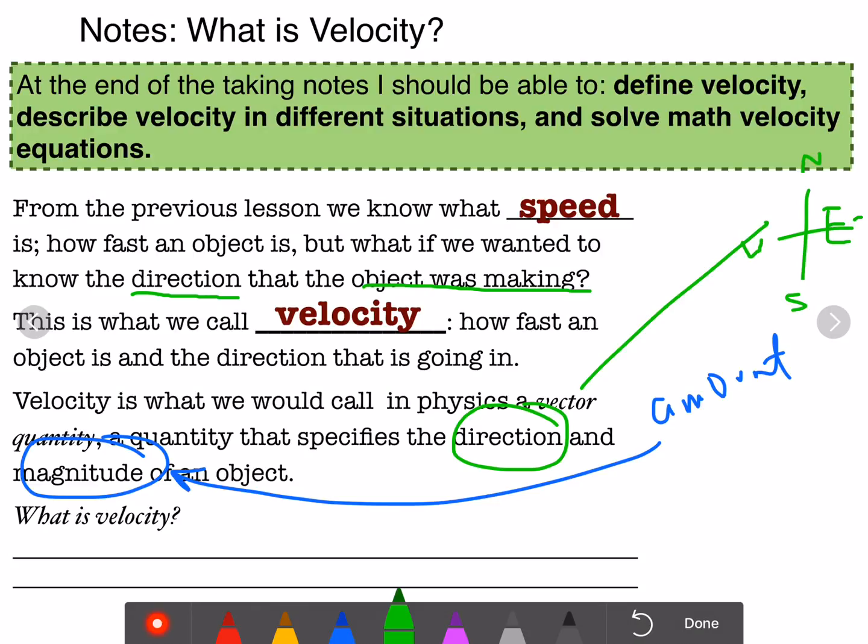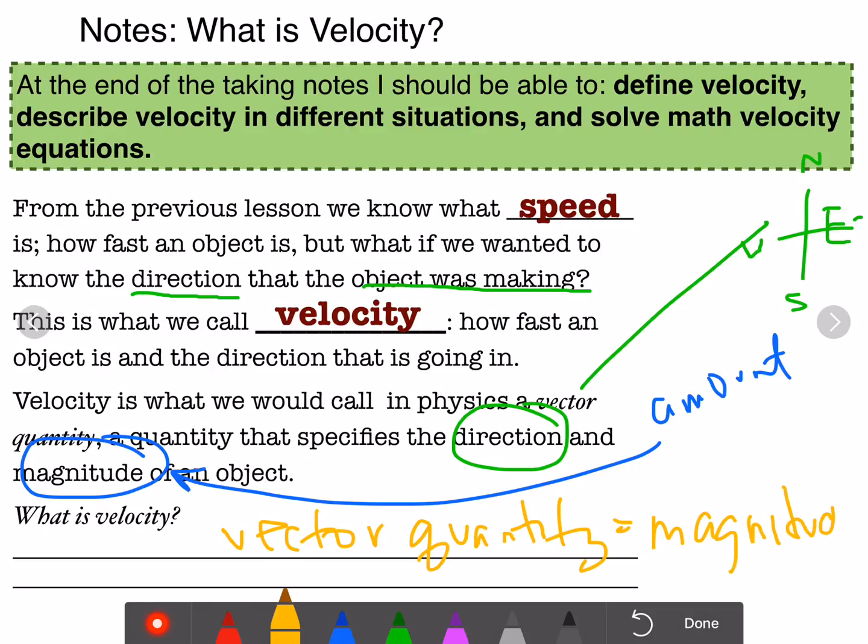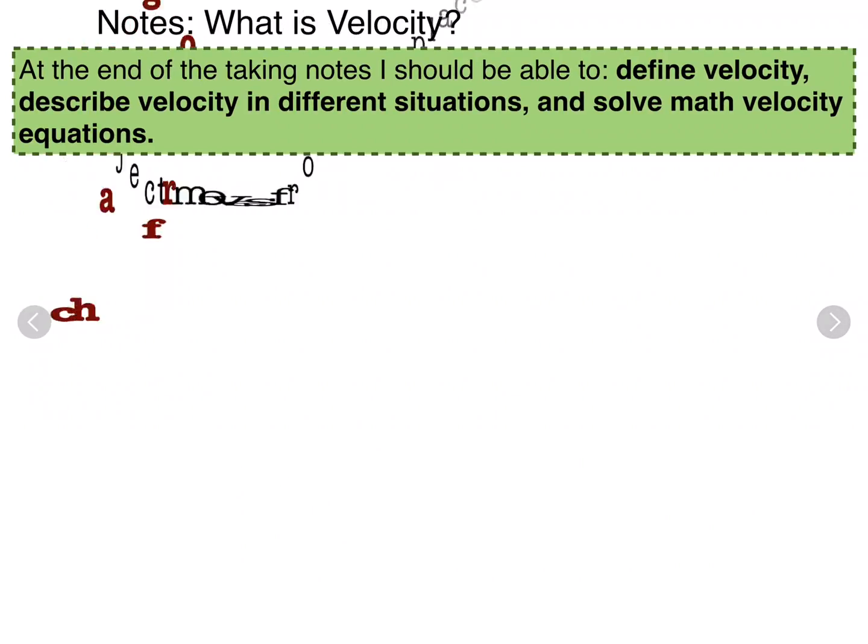So what is velocity? A vector quantity. We'll just end up saying that. A vector quantity: magnitude, which is again amount, and direction. Okay. Moving on.